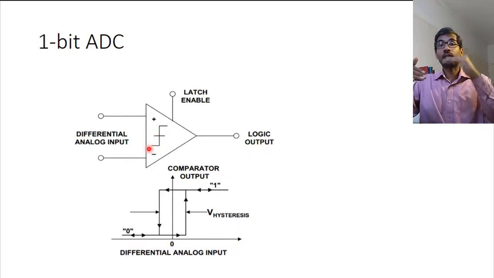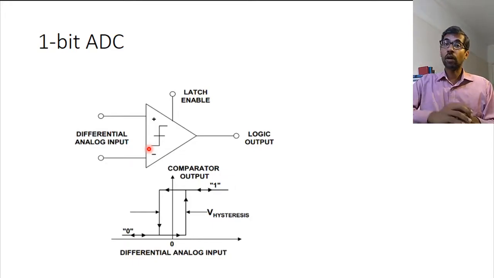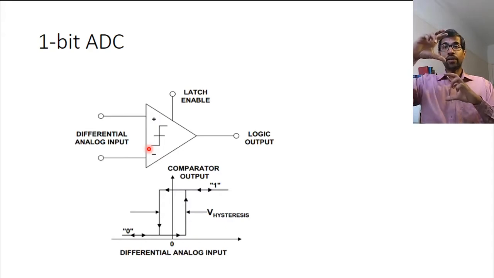You just compare. So another way of saying it would be a 1-bit ADC divides the whole range of the ADC into how many parts? Two parts, right? 0 and 1. So basically, if you compare it with the middle of your range, if it is lower than that, you give a low output. If it is higher than that, you give a high output.